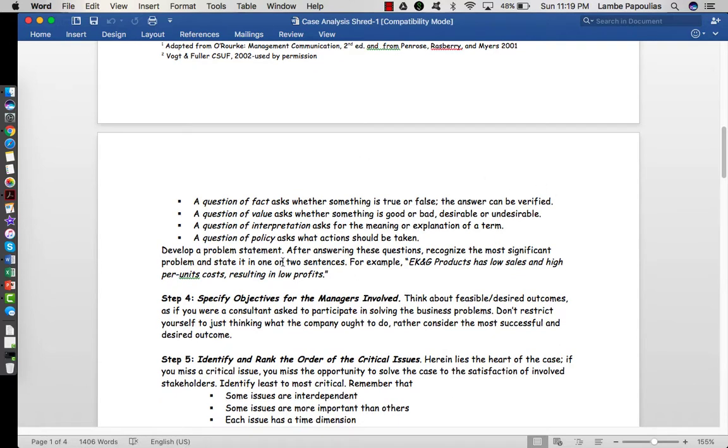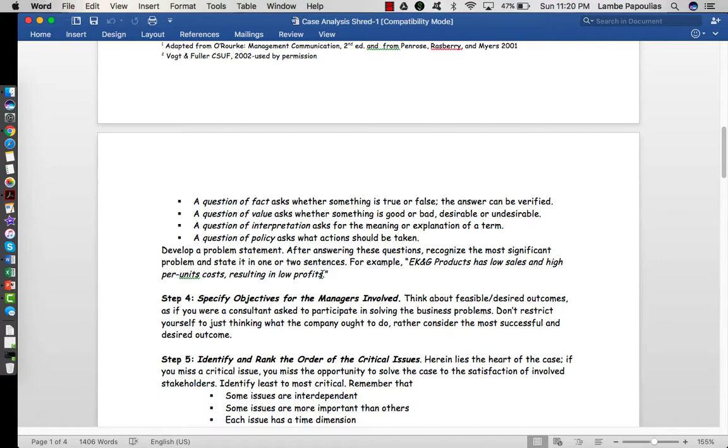So develop a problem statement. After answering these questions, recognize the most significant problem and state it in 1 or 2 sentences. For example, EK&G Products has low sales and high per unit costs, resulting in low profits. That is a problem statement. It's to the point. Let me give you another example.